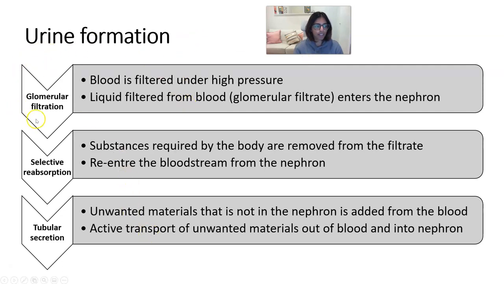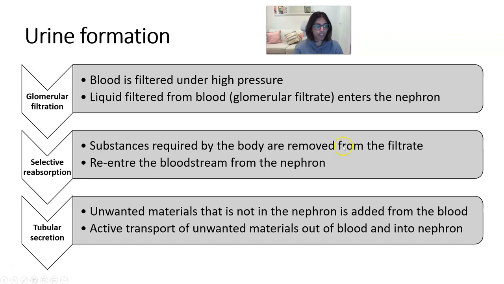So the first one is glomerular filtration, and this is where blood is filtered under high pressure at the glomerulus, that knot of blood capillaries we talked about in the previous lesson. Because of this filtration, liquid is filtered from the blood and it enters the nephron tubule. All of that stuff that is in the nephron tubule is indiscriminately filtered, so we need to retrieve the things that we want to stay in the blood.